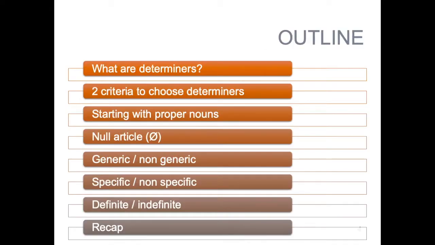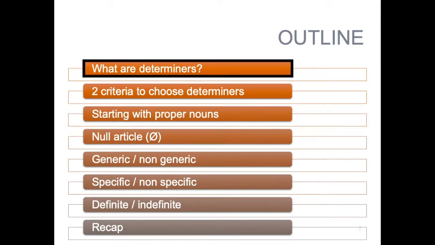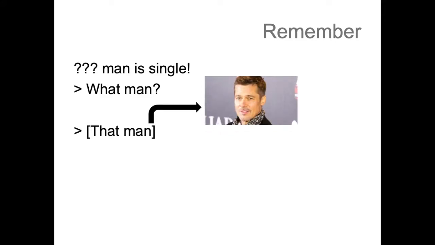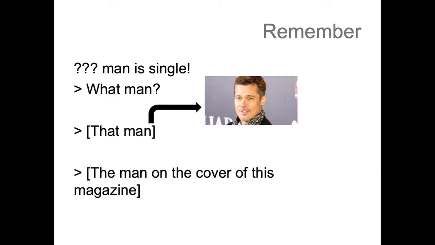Right? So here is the outline of this course, and the first question we can ask ourselves is, what are determiners and articles for? Well, determiners take part in the reference building. If you say "man is single," the word man does not refer to anything, and you're going to ask, what man? So you're going to need a determiner to build that reference, and "that man" tells you that the referent is nearby, that you could point at him or a picture of him. Or you can be more specific by saying "the man on the cover of this magazine."